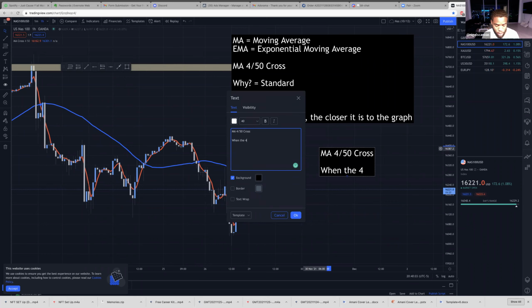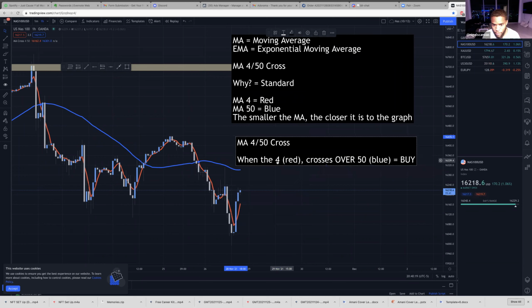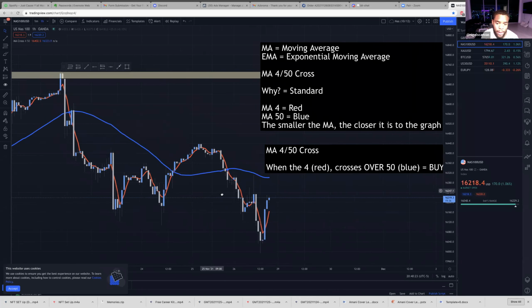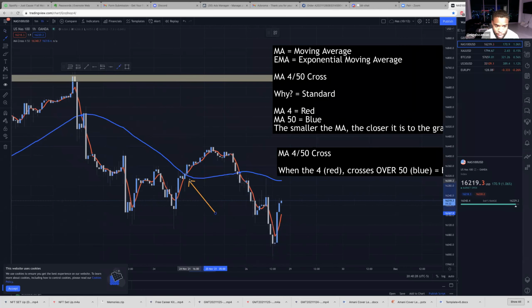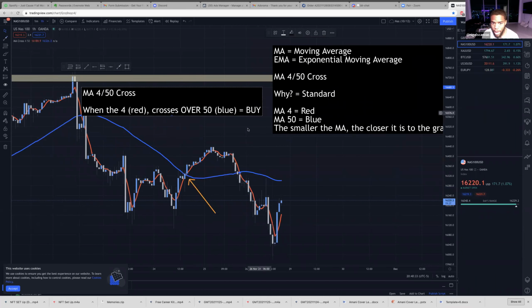All right, when the 4, which is red, crosses over, the key word is over, the 50, which is blue, that is going to equal a buy for us. Okay, let's do an example. When that 4, which is red, crosses over the 50, which is blue, that's going to be a buy. So here's an example right here. You have my 4 moving average crossing above the 50, which is going to represent a buy. It crosses up.